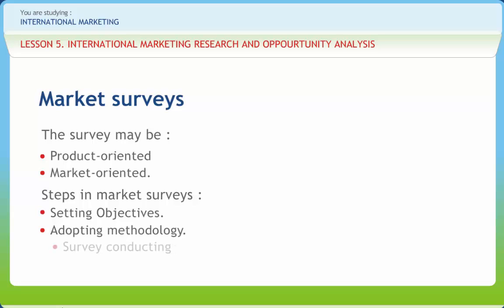Third is survey conducting. Areas of investigation and techniques of survey are two basic methods of conducting a survey: personal interview, telephone interview, and mail questionnaire survey are survey techniques. Survey reporting.